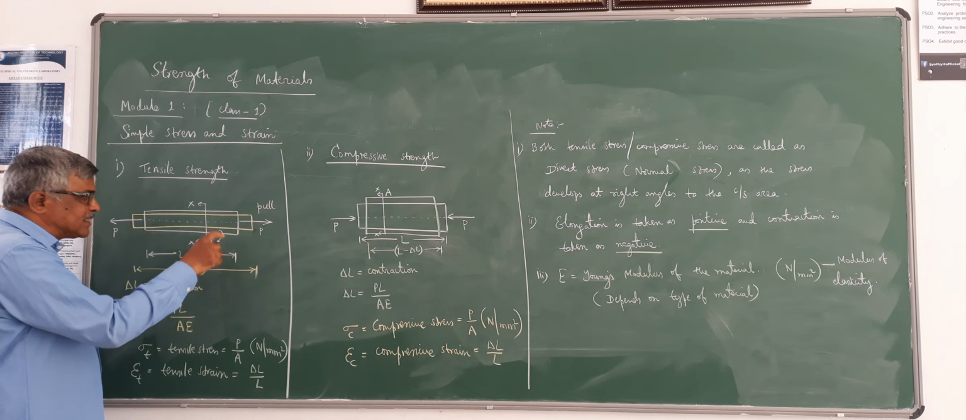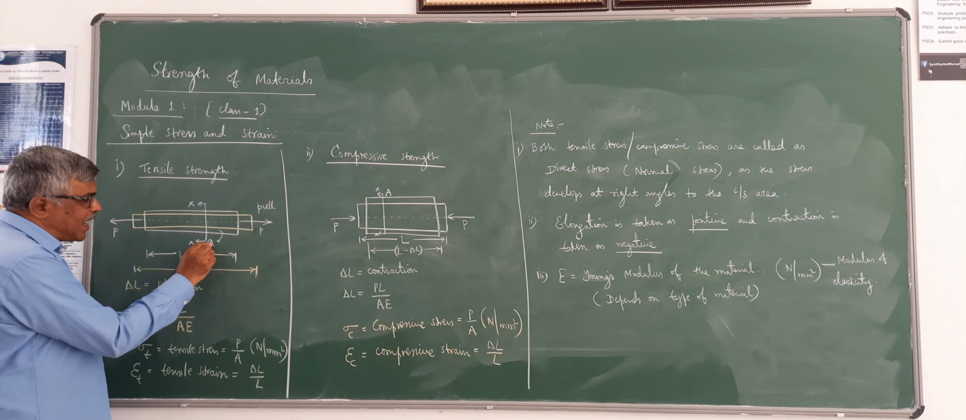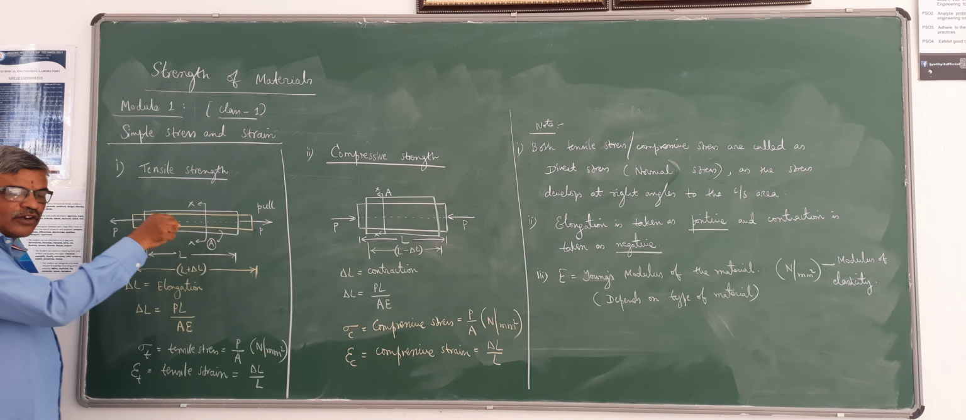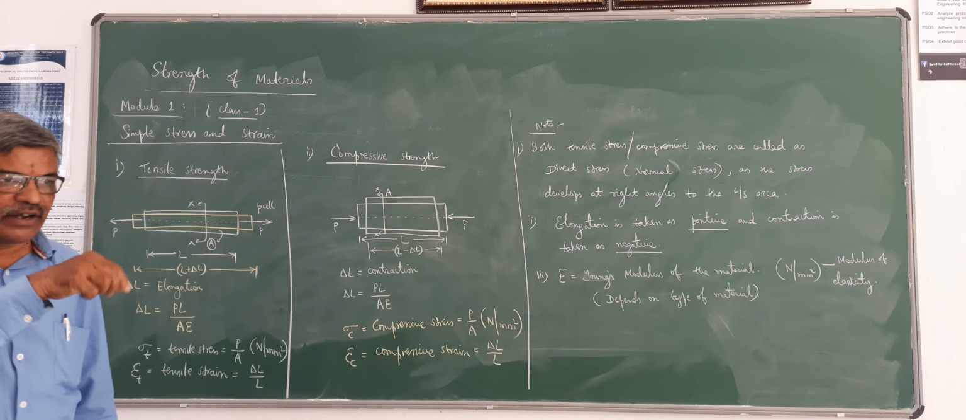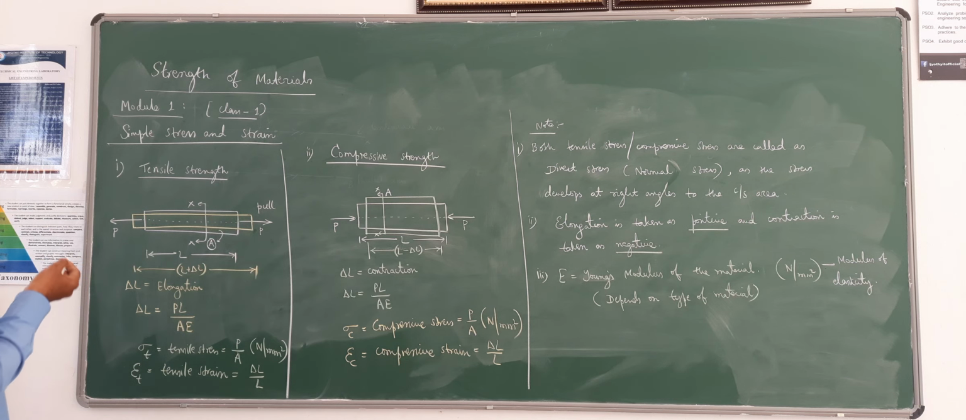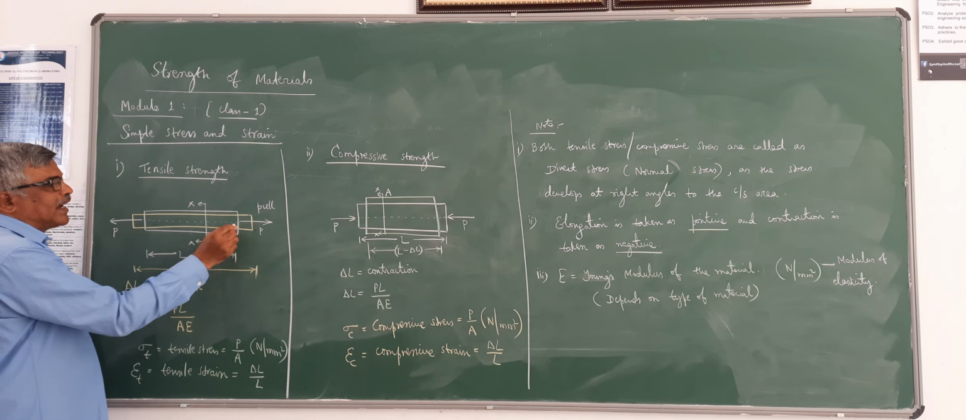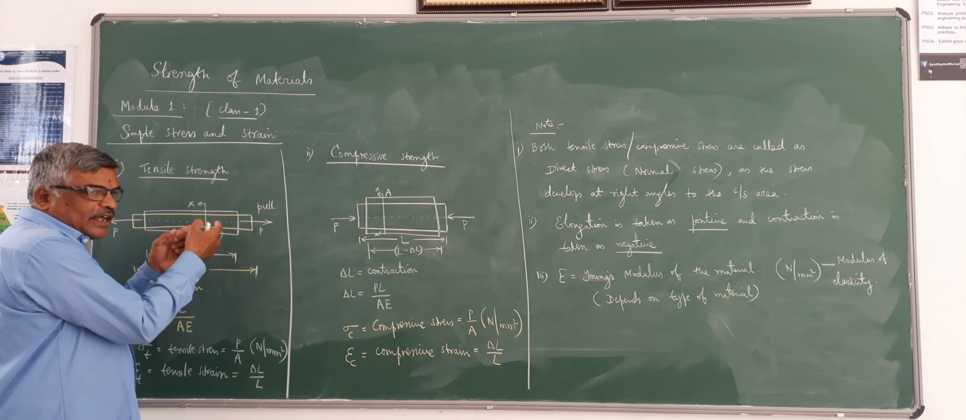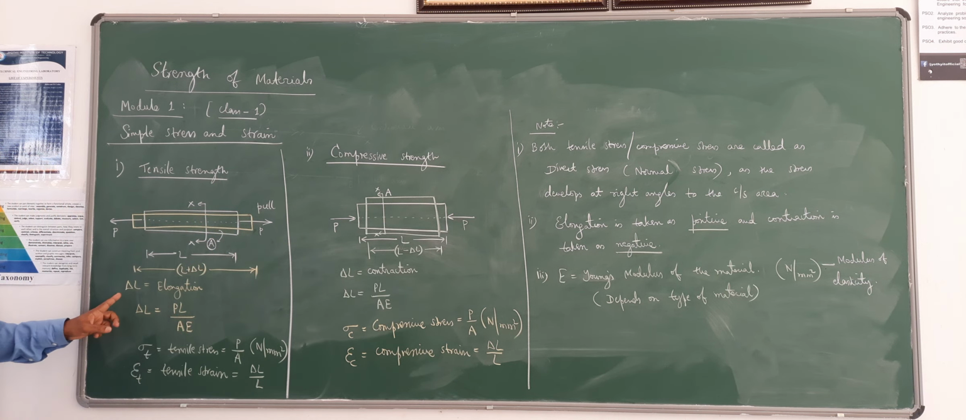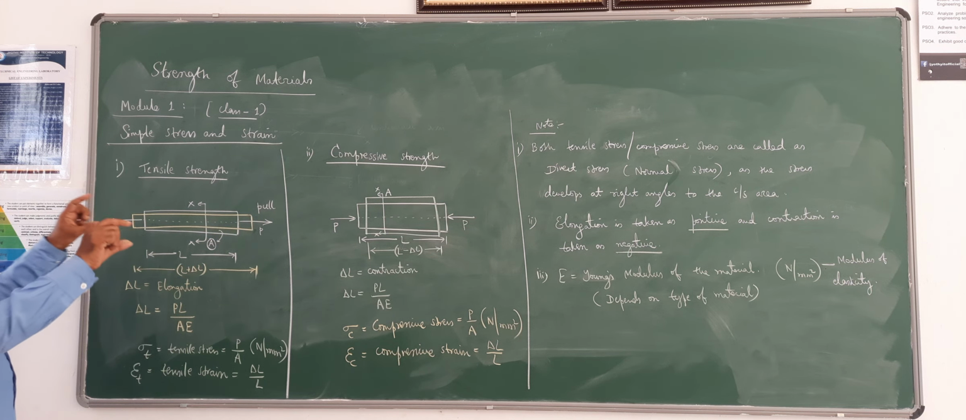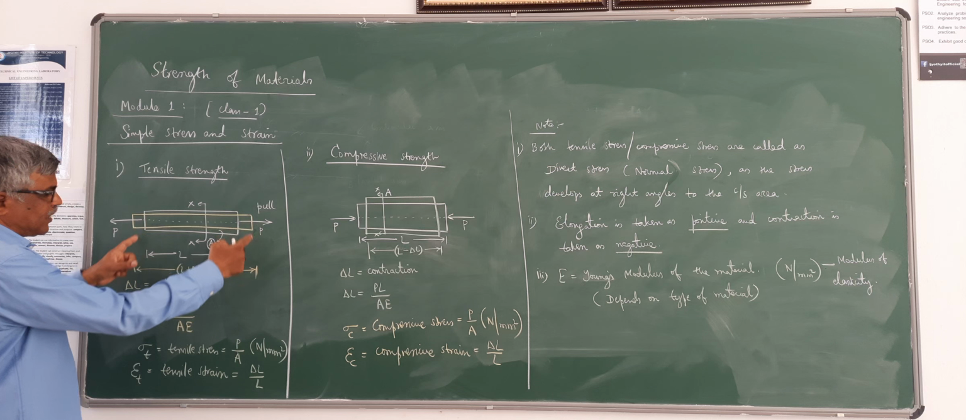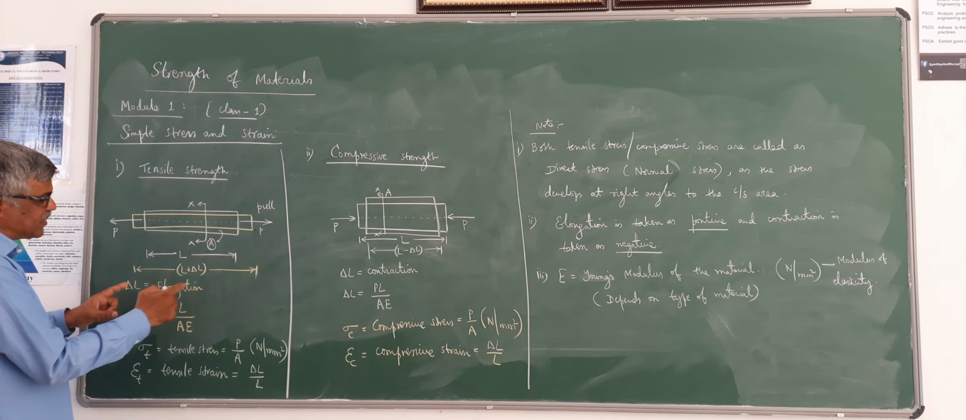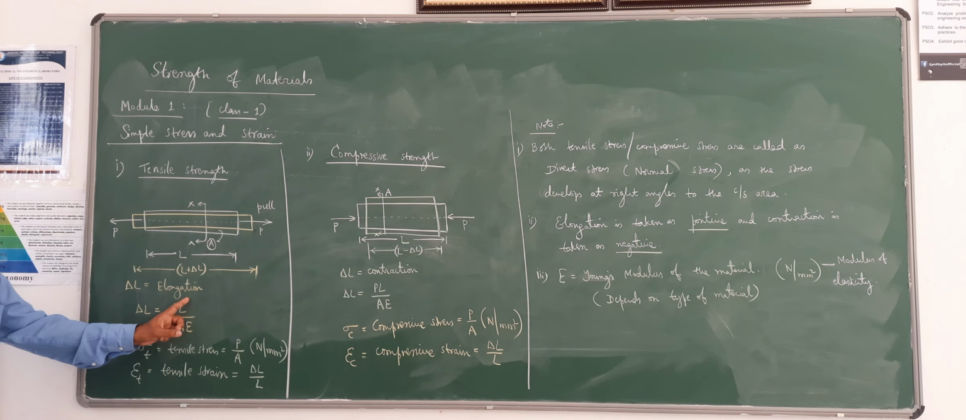Once the length is increased, the cross sectional area A, which I have taken here, can be anything. It can be circular, rectangular, square, anything. The cross sectional area reduces. So when length increases, cross sectional area reduces. Here delta L I will call the elongation, because there is a stretch, an increase in length. This is your new length. So the difference is the change in length, or it is called the elongation.